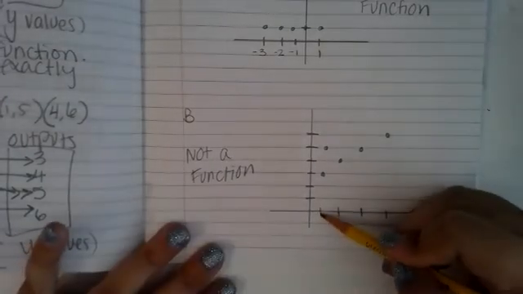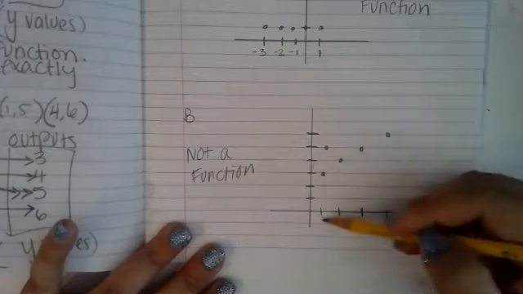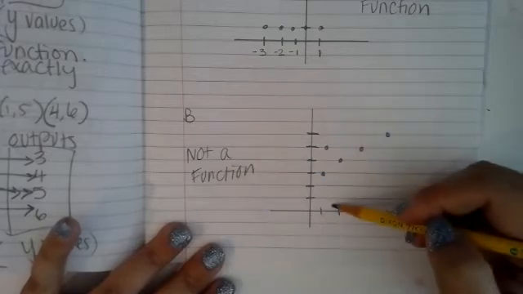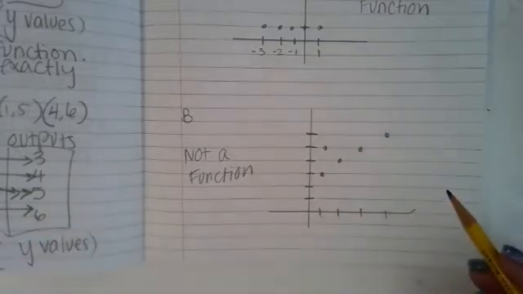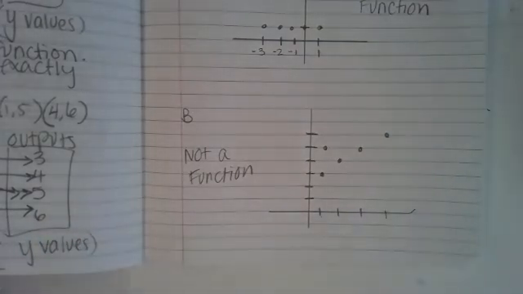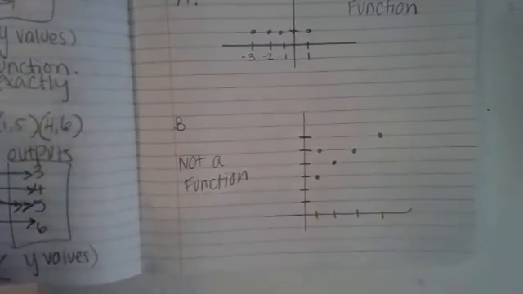Because this input, this X value, has 2 outputs. Questions about that? Everyone's okay with that one? Okay.